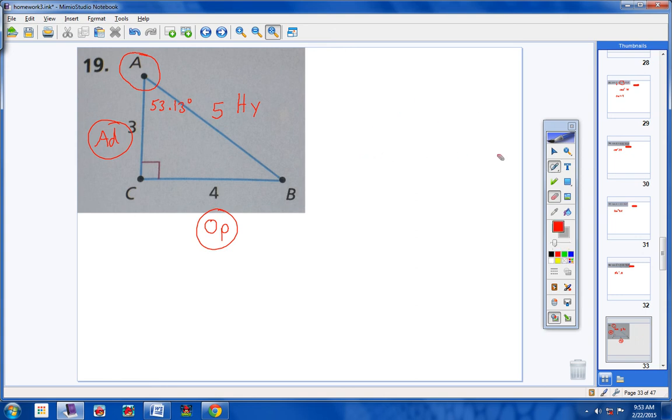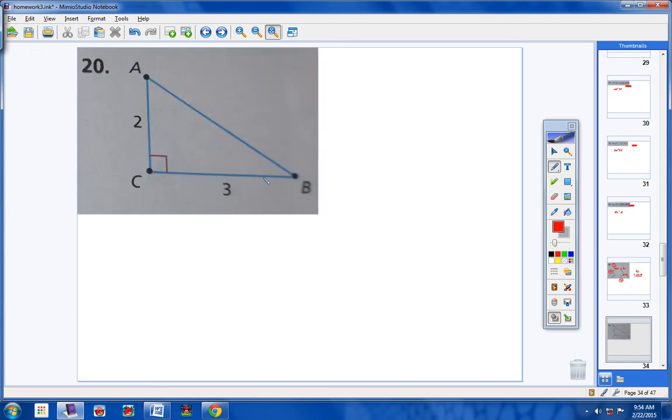Okay, now to find this last angle right down here is so easy. We take 90 plus 53.13 and we subtract that from 180, okay? And you're going to get 36.87 degrees. 36.87 degrees. Okay, guys? Alright, moving on to number 20.